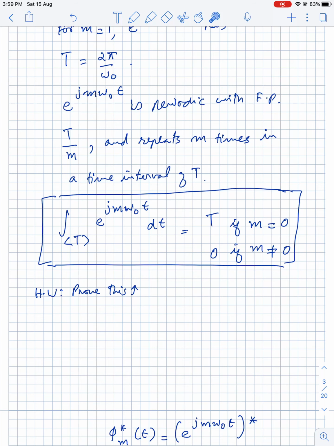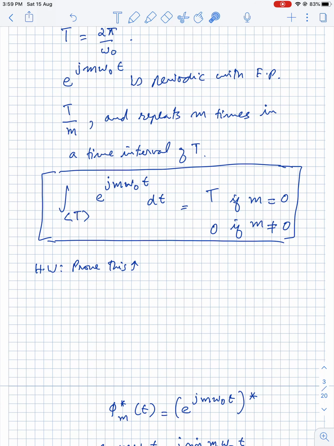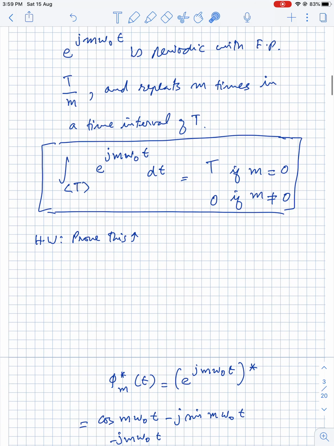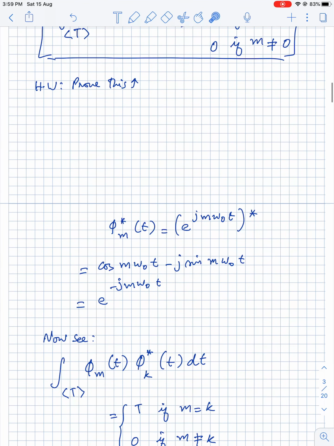Okay, it's just 2 steps. So the integral of e raised to j m omega naught t dt over a period is equal to T if m is equal to 0, otherwise it is 0.